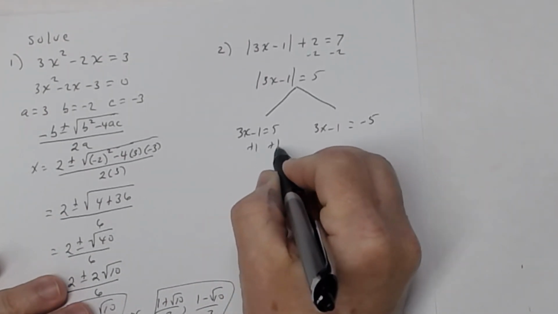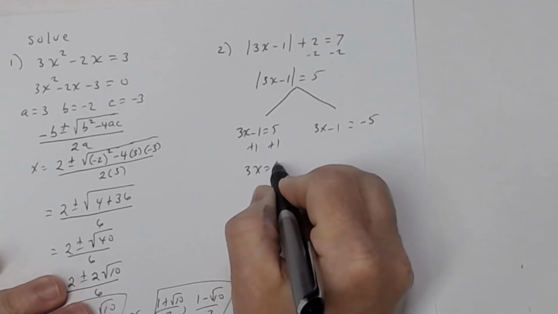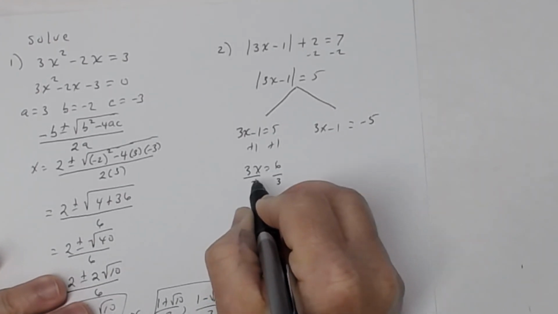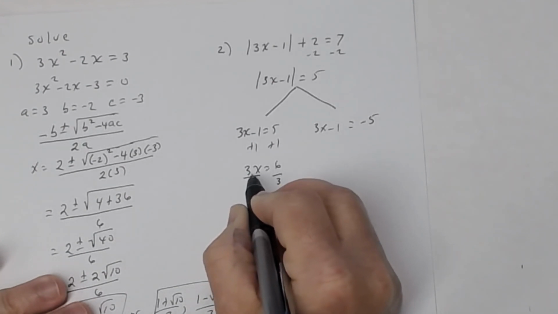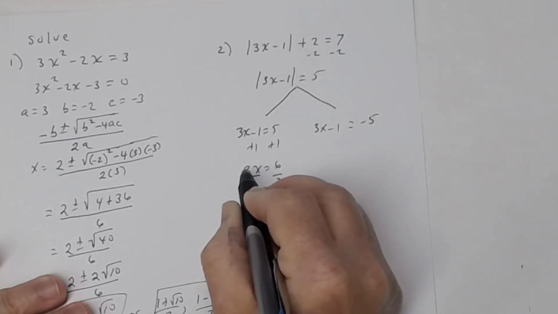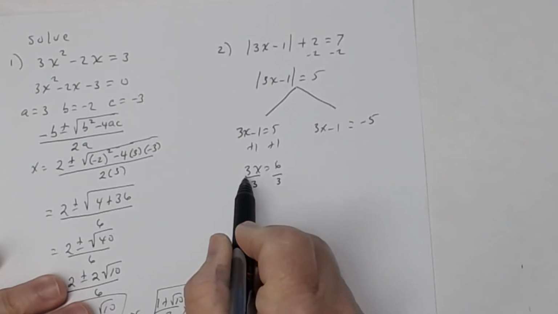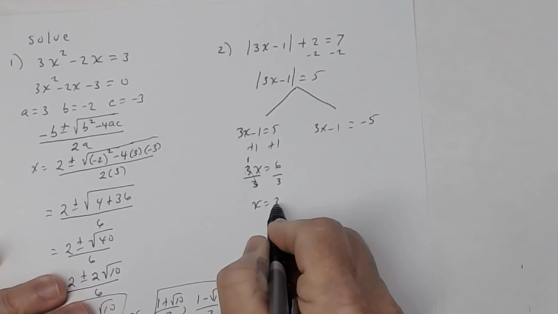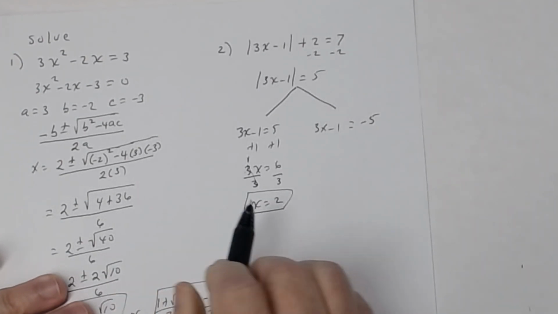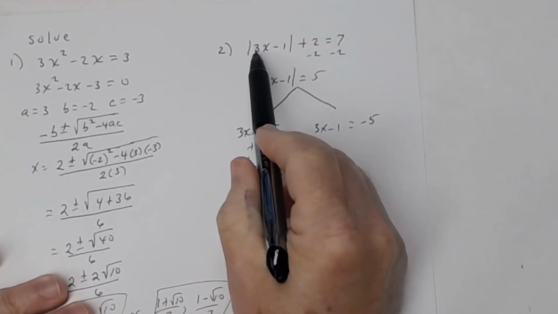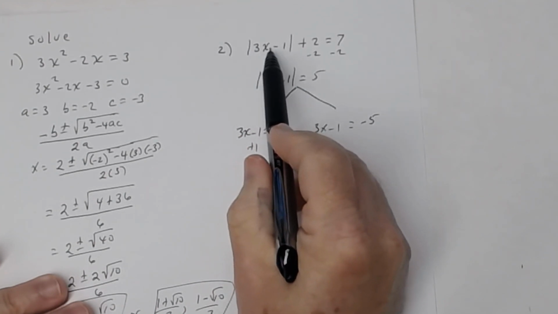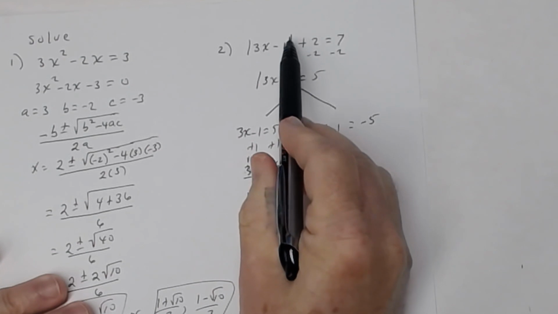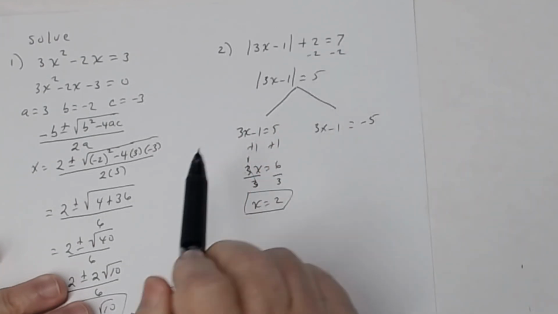So I'm going to add 1 to both sides. So I get 3x equals 6. And then to get x by itself, we're going to divide both sides by 3, since I'm multiplying x by 3. So we're going to divide both sides by the coefficient of x, which is 3. 3 divided by 3 is 1. 1 times x is x, so I get x to be 2. So there's one of the solutions. And you can check it real quick. So watch. 3 times 2 is 6. 6 minus 1 is 5. The absolute value of 5 is 5, and 5 plus 2 is 7.